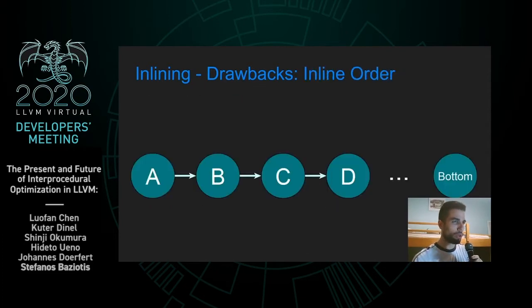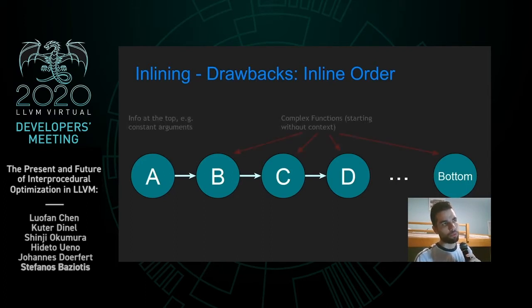Another drawback of inlining, and to understand it I truly suggest that you watch the tutorial because we're explaining better how inlining in LLVM works. In LLVM, inlining is bottom-up inlining. So you start from sinks and you go toward the sources in the call graph. One example that this bottom-up inlining might miss is a call chain where A calls B, B calls C.